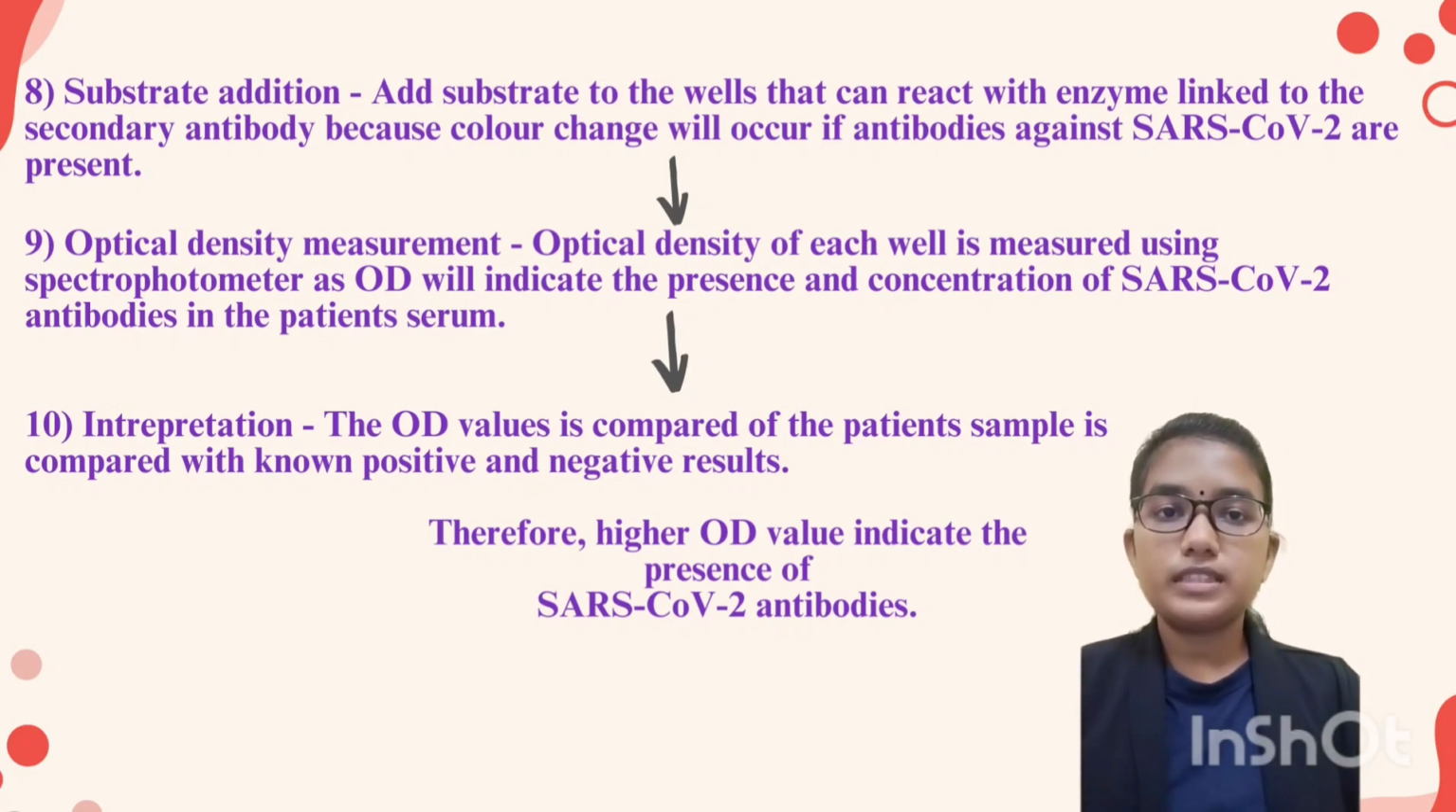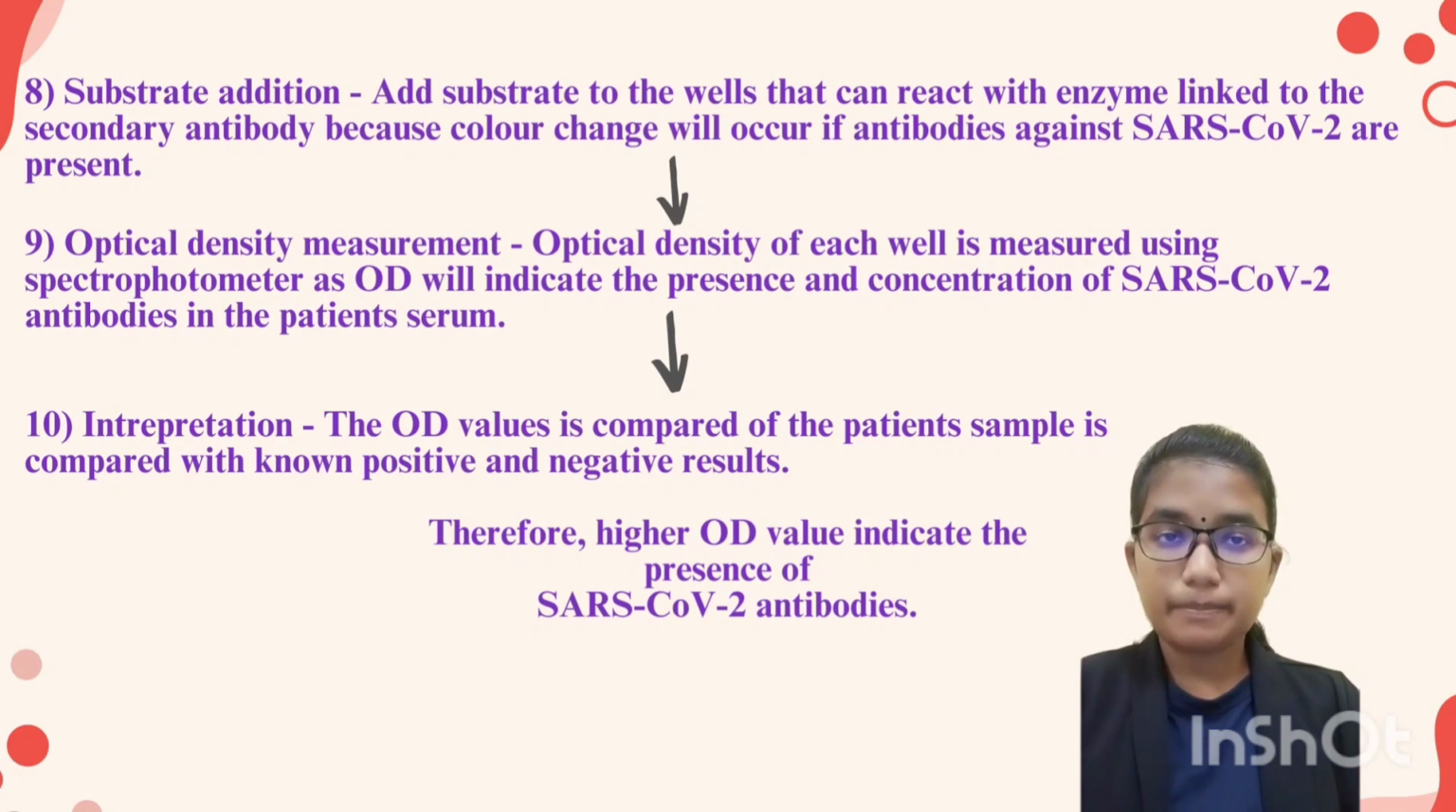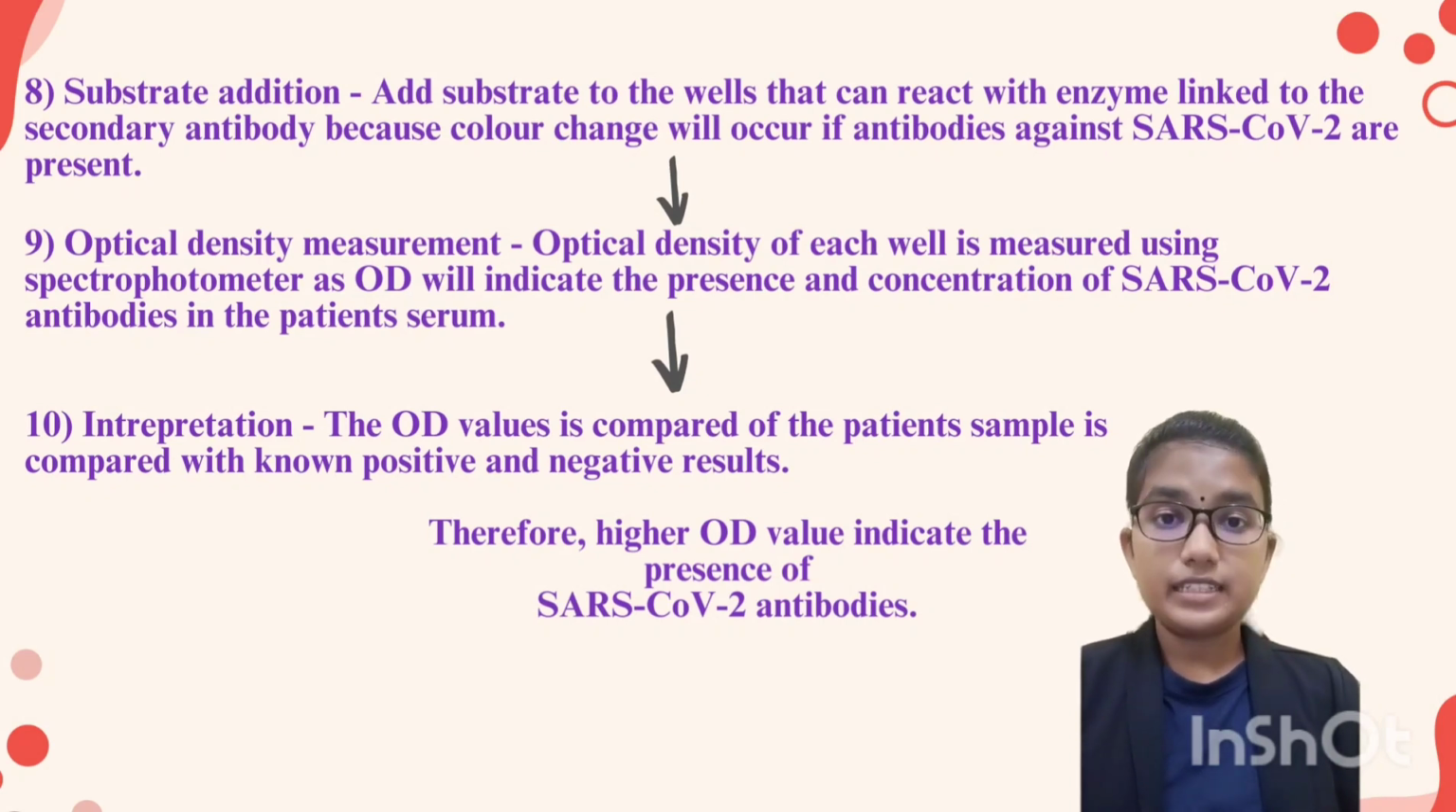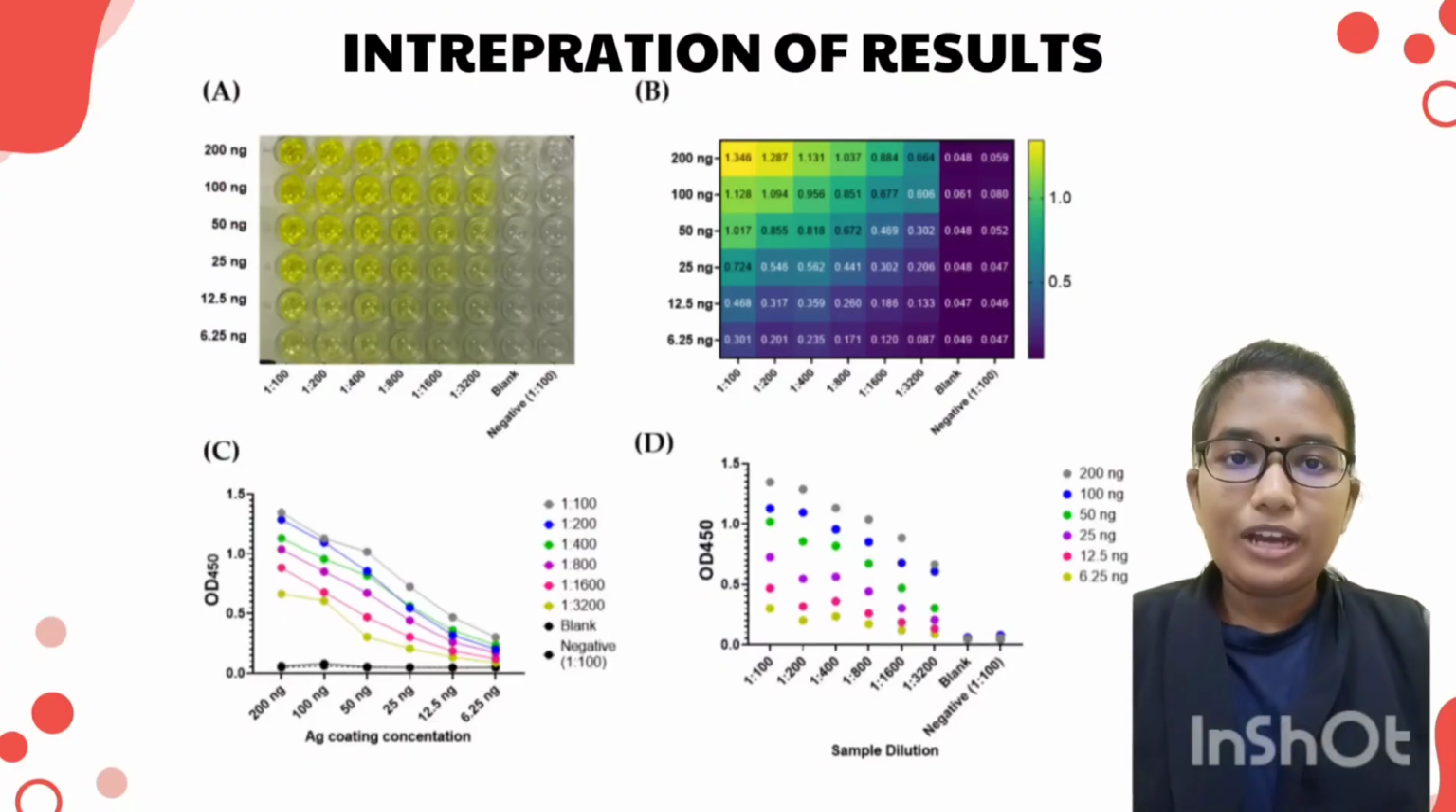For the optical density measurement, each well is measured using the spectrophotometer, as the OD will indicate the presence and concentration of SARS-CoV-2 antibodies present in the patient sample. Finally, the OD levels are compared with positive and negative results. Conclusion, the higher OD level indicates the presence of SARS-CoV-2 antibodies in the patient samples. Now I would like to explain about the interpretation of results.